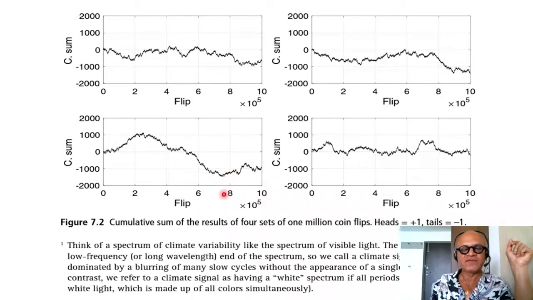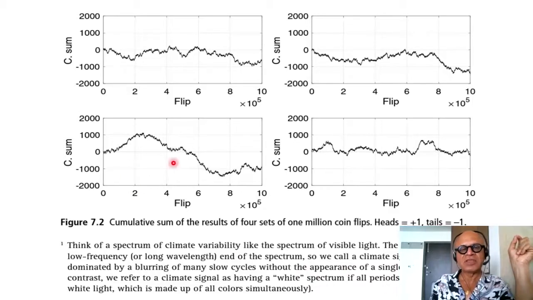Okay, so if you think of this as time and this as temperature, where weather is randomly forcing the ocean, you can see how many time scales you can produce with this simple model. So here, think of a spectrum of climate variability like the spectrum of visible light. Okay, the color red is on the low frequency or long wavelength end of the spectrum, so we call a climate signal red if it is dominated by a blurring of many slow cycles without the appearance of a single exact period.